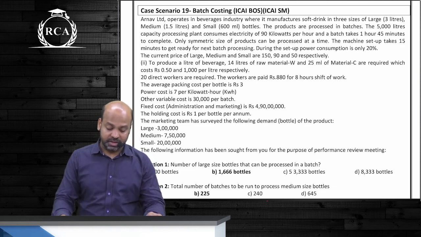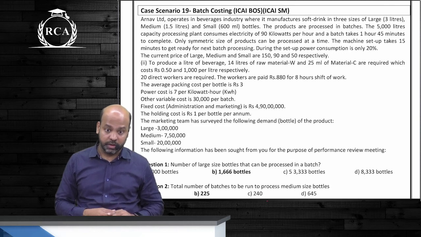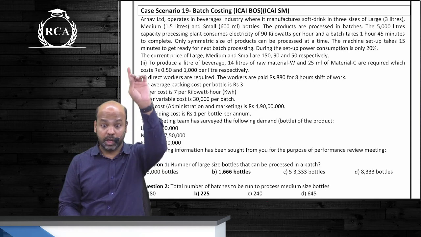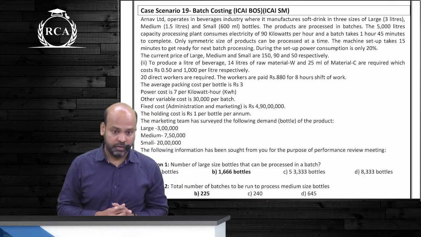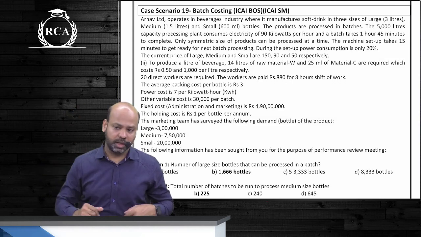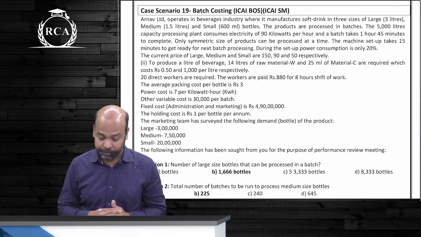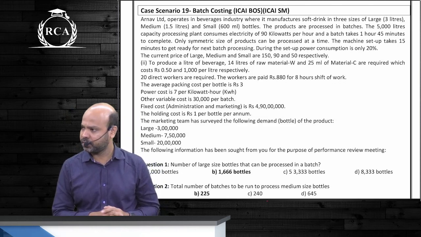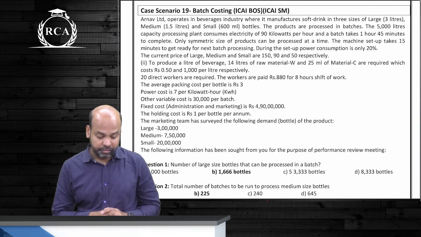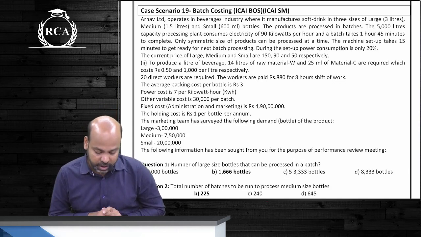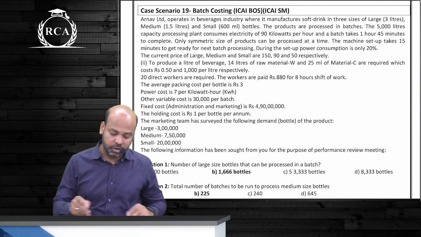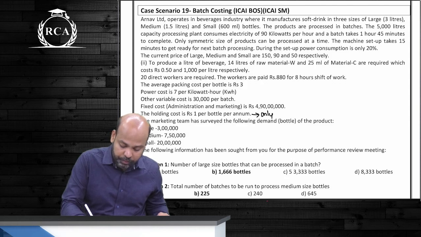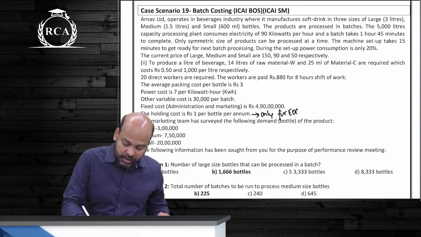Power is costing us 7 rupees per kilowatt hour. It is not 7 per hour, it is per kilowatt hour. During operation we consume how many kilowatt hours? 90. So 7 into 90 will be the power cost per hour. Are we clear, guys? Other variable cost is 30,000 per batch. Fixed cost, administration and marketing is 4 crore 90 lakhs. Holding cost is 1 rupee per bottle per annum. This is given only for EOQ. Last mein beta, they will ask us to compute EOQ.